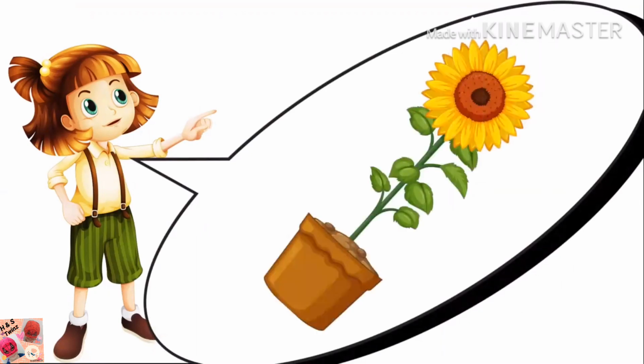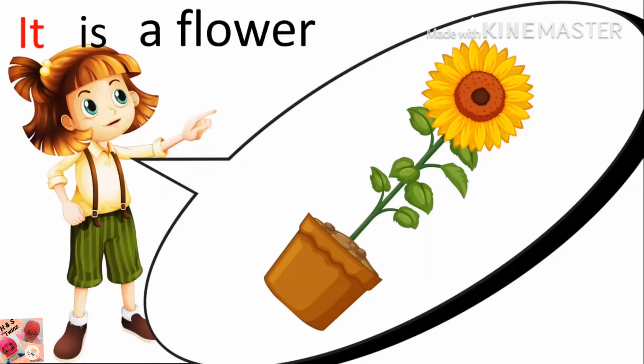Okay, here. When I talk about something, plants, trees, flowers like this, I use it. It is a flower. It's a flower. So when I talk about plants, I say it. It's a flower. Okay, very good.